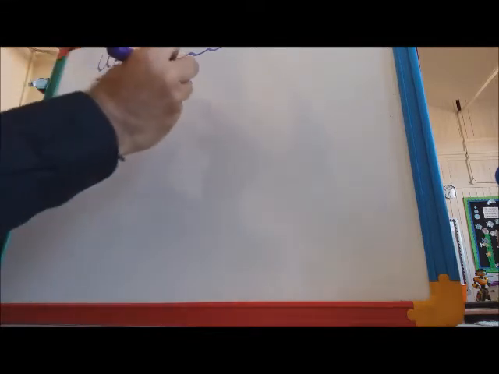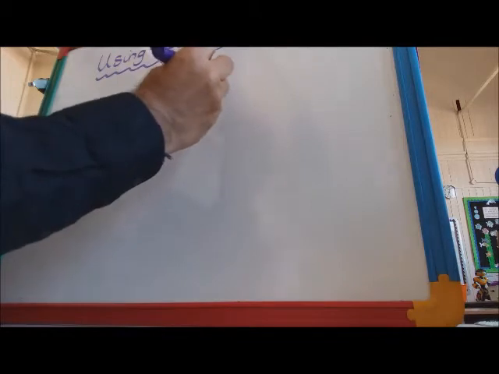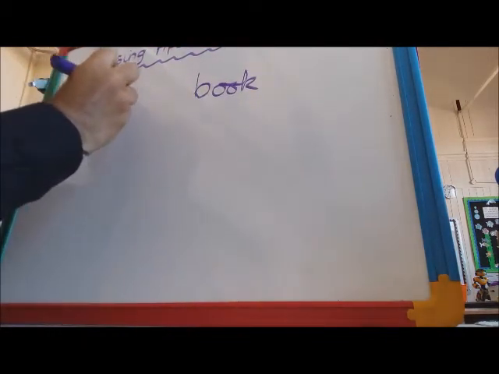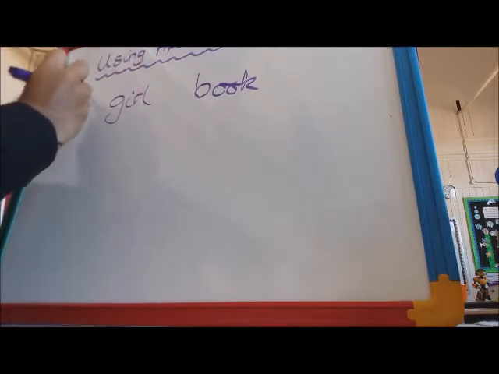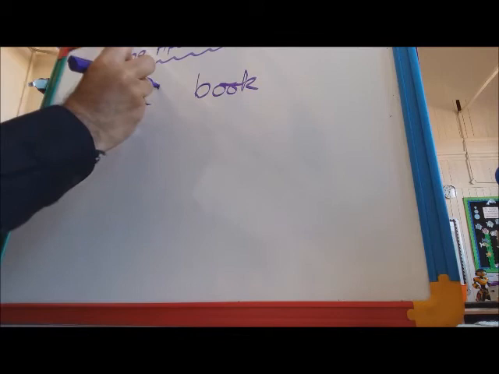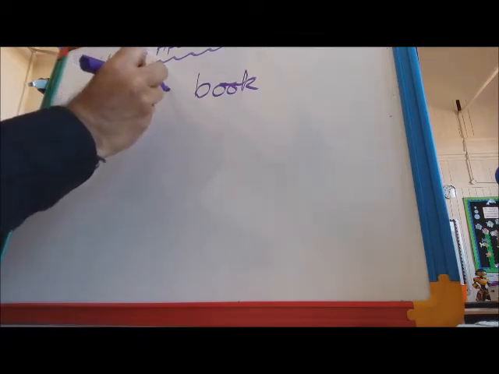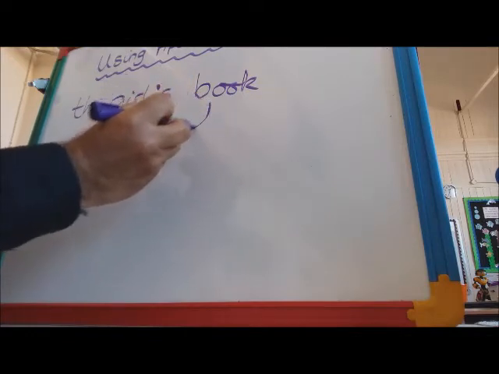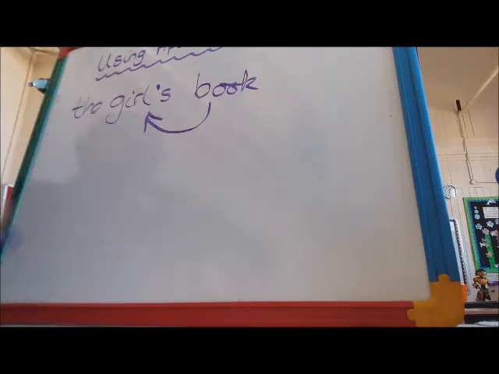So for example, if we have got a book and the book belongs to the girl, then we use an apostrophe like this. Apostrophe: the girl's book, and that shows us that the book belongs to the girl.